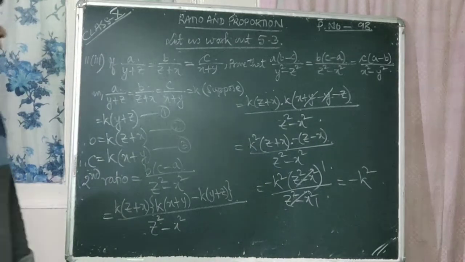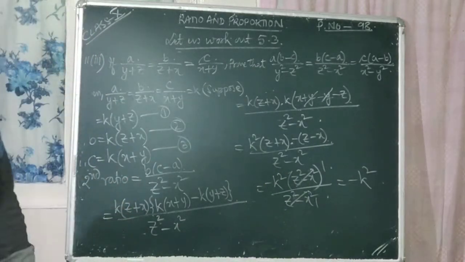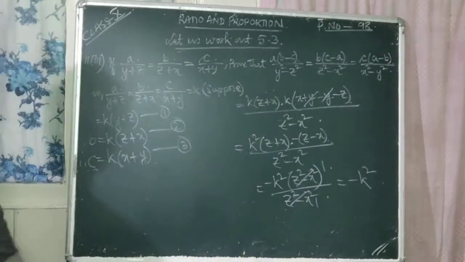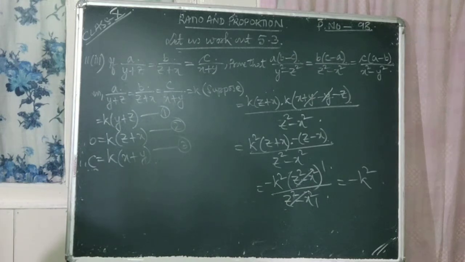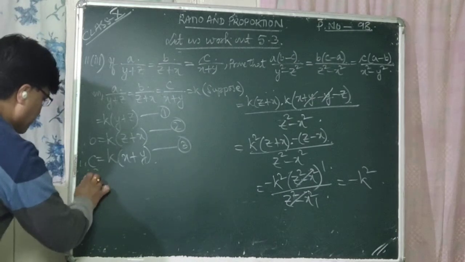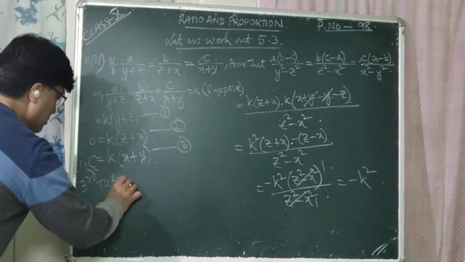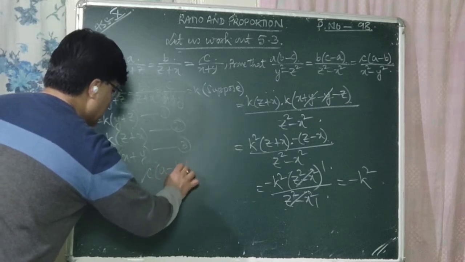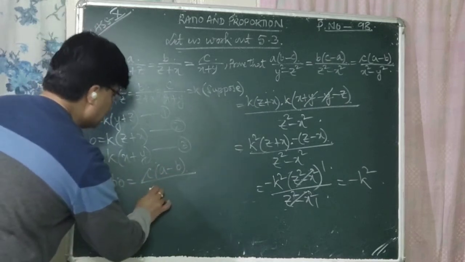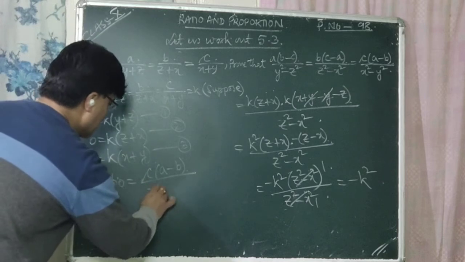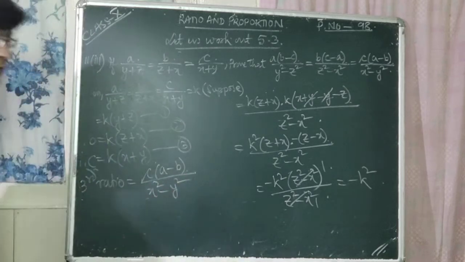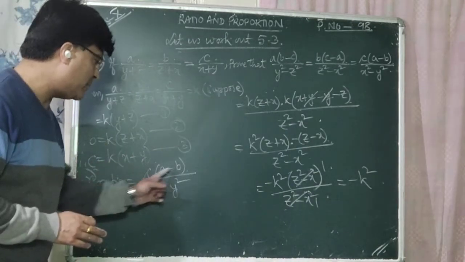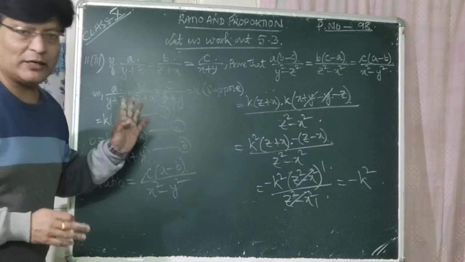So now, you should get the value of the third ratio also. So let us get the value of the third ratio now. So let us write down the third ratio. Third ratio is equal to, what is the third ratio here? C into a minus b divided by, what is there? It is x square minus y square.